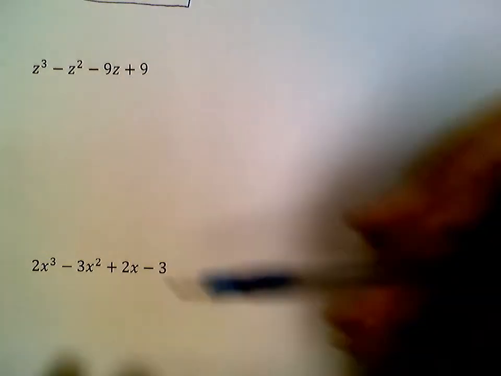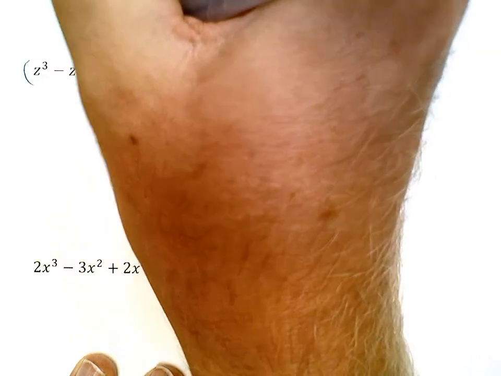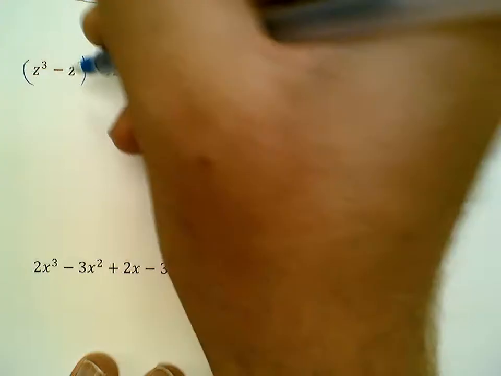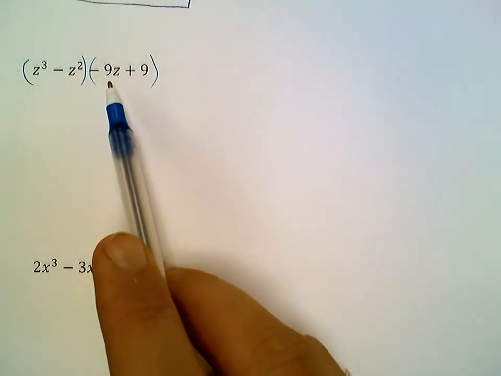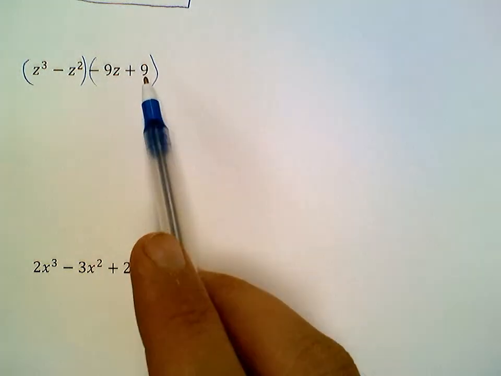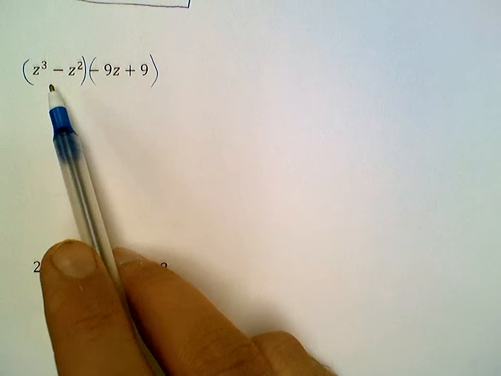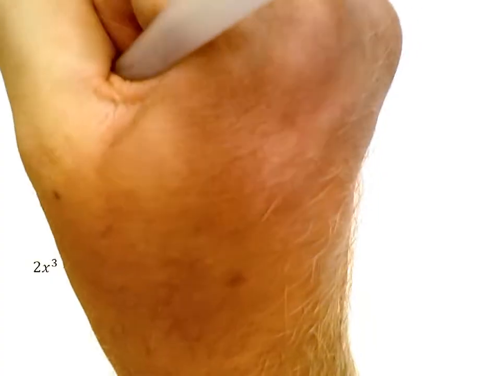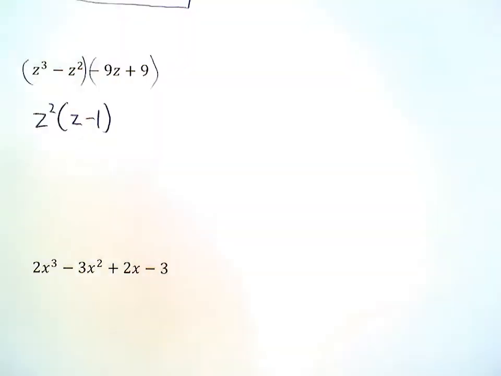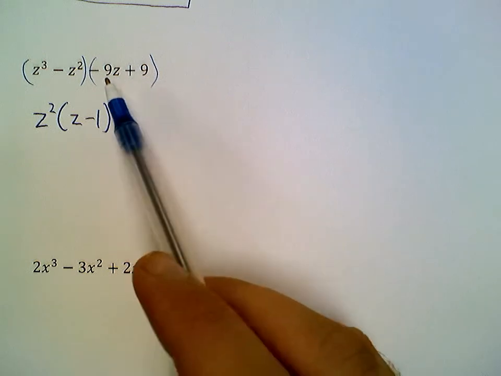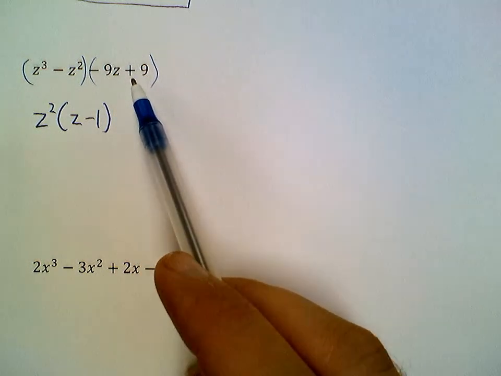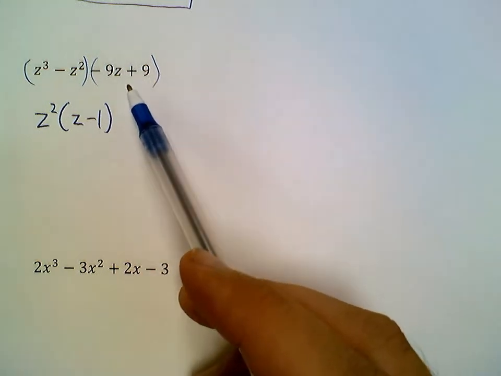I'm going to group together the z cubed minus z squared, and I'm going to group together the minus 9z plus 9. So what can I factor out of z cubed minus z squared? I can factor out a z squared. So then what's left over? Z minus 1. Next I've got a negative 9z plus 9. What can I factor out of that?